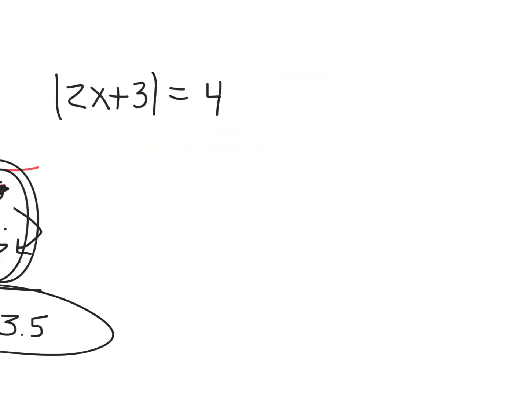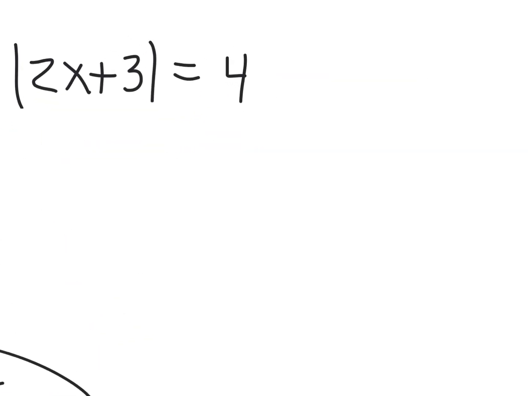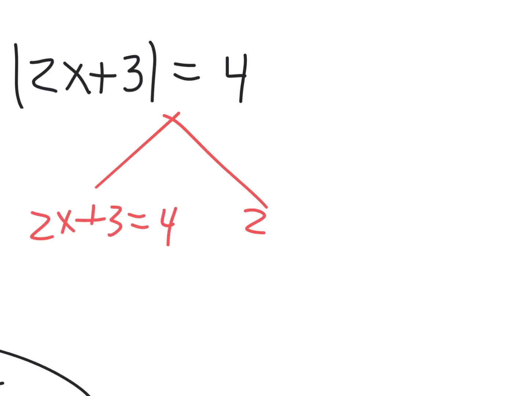Okay, next thing is this one. This splits into 2 equations. 2x plus 3 is 4, and 2x plus 3, what do I put there? Negative 4. Okay, solve that one. 2 answers this time.